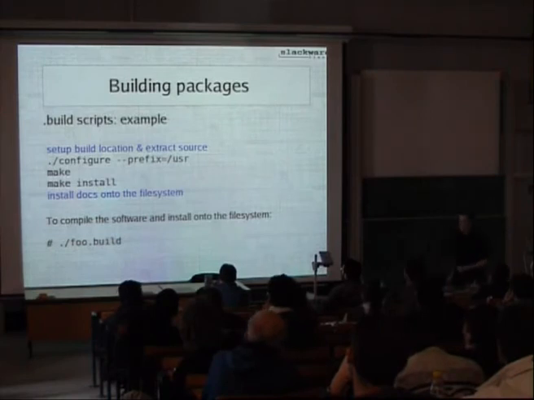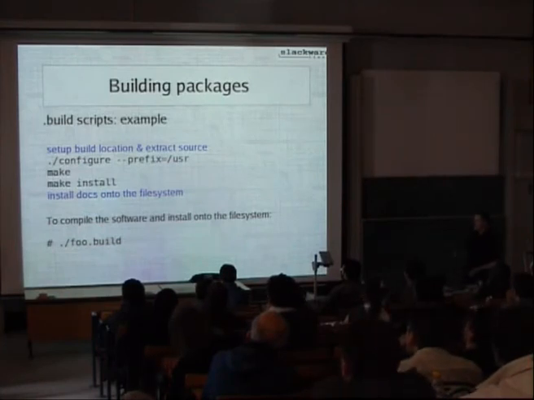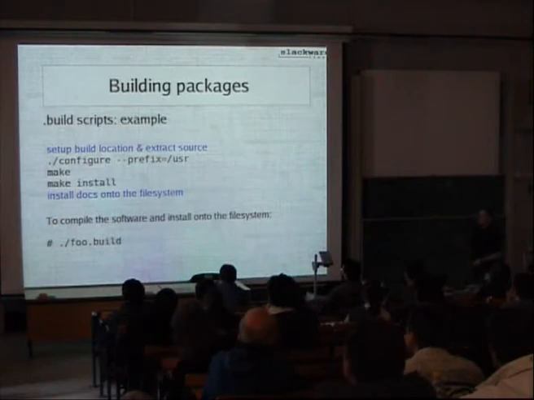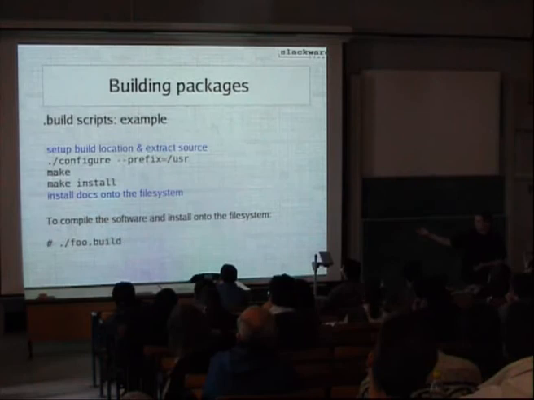So this is a really simple, again, pseudo example of one of these build scripts. I'm sure you're all quite familiar with extracting the file archive, configuring it, making it, and installing it. Some of them are slightly more complicated than that, but generally that's basically what happens. And again, if you wanted to build and install this, you just run the build script in the current directory.